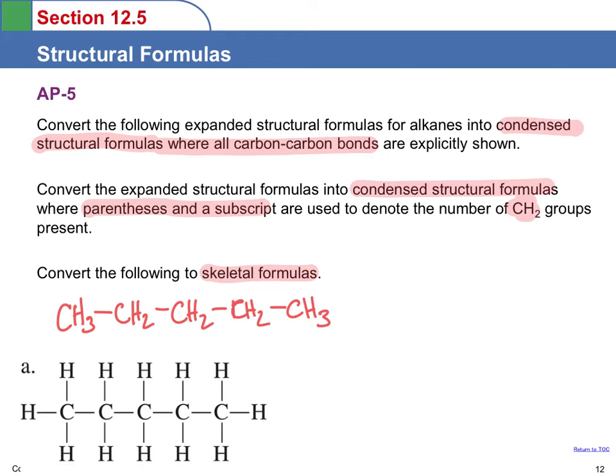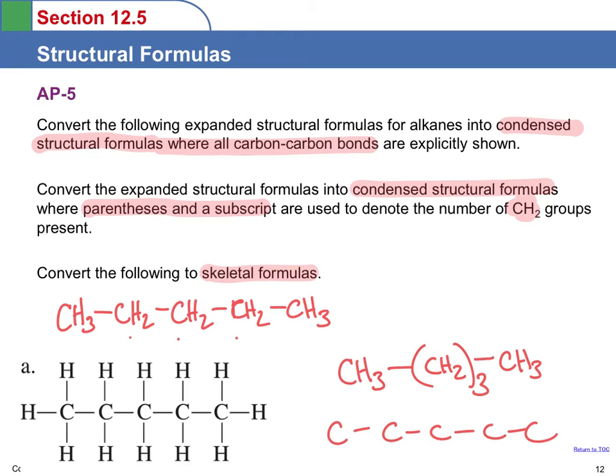If I want to then use the repeat version, I've got CH3 on the end, my CH2s that repeat in the middle in parentheses, and there's 1, 2, 3 of them, so I'll put a 3 on the outside, and then another CH3 on the other end. So that's your condensed structural formula with your parentheses. Then skeletal is where we just draw the carbons. I've got 5 carbons, so there's the skeletal structure.